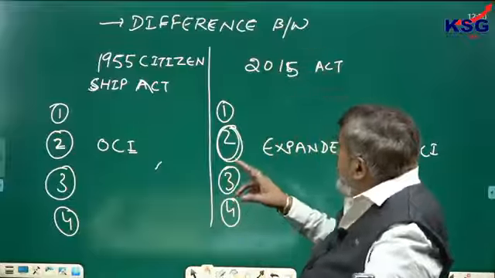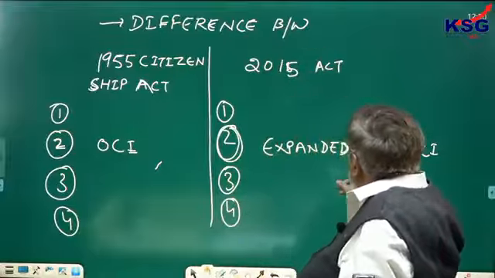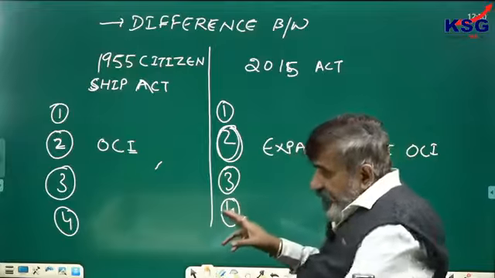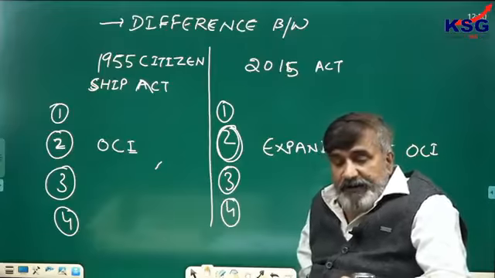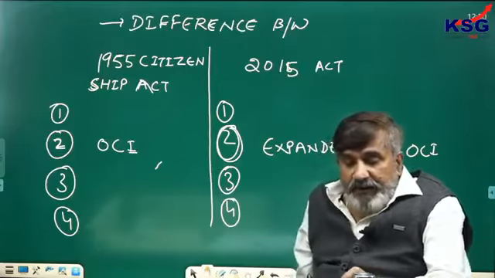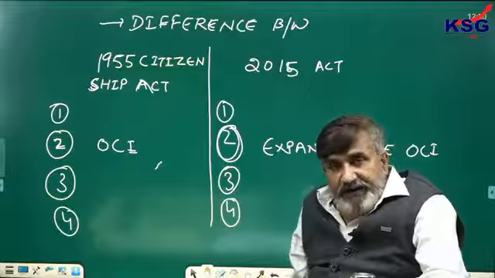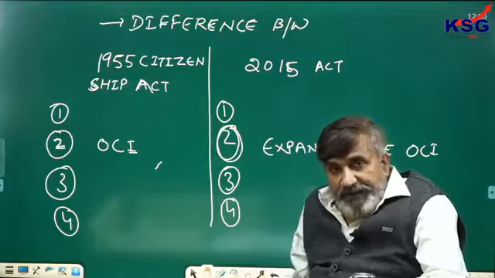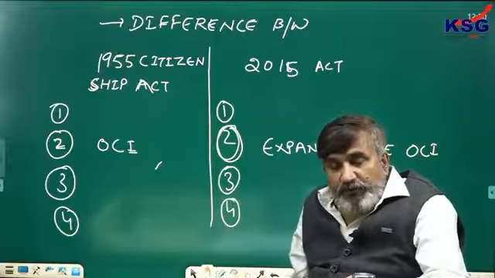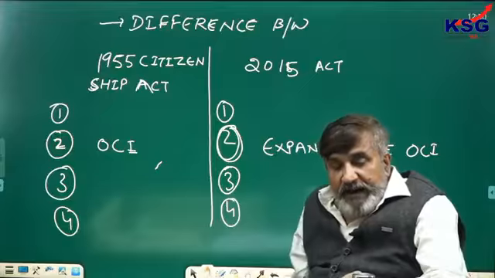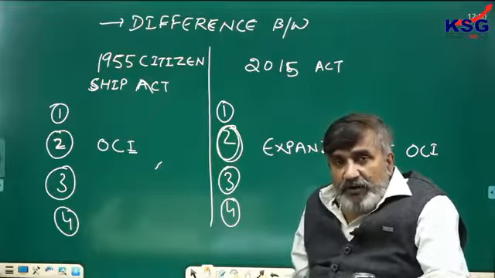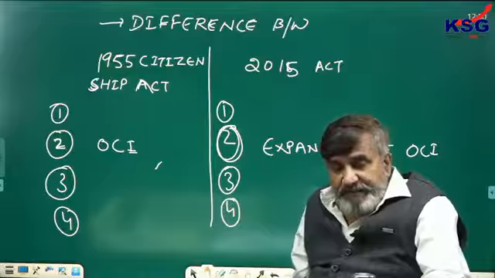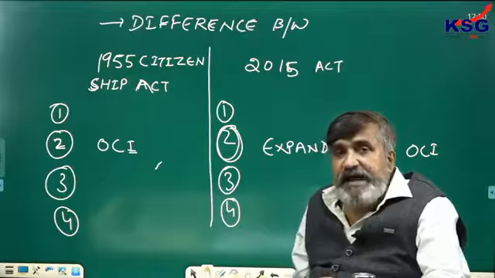But under the expanded definition, what the government did presently, it included the minor children of NRI, a spouse of NRI, a spouse of PIO card holder, a spouse of OCI card holder, and great grandchildren of a person who was Indian citizen after 26th January 1950.